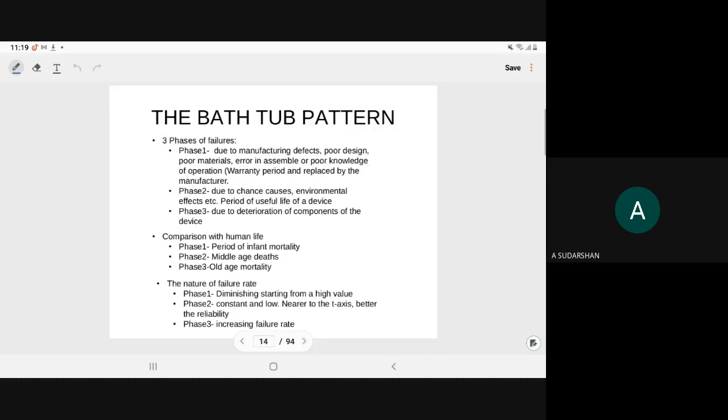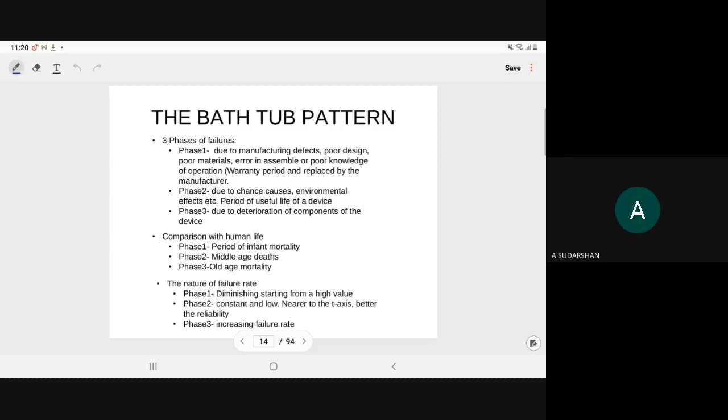So we have three phases of failure. Phase one: due to manufacturing defect, poor design, poor material, error in the assembly, or poor knowledge of the operation. Sometimes we do not know how to operate, so due to that inefficiency there is failure of the device. Generally, this period comes under the warranty period for the device, for the system. And generally, we have the chance of replacement by the manufacturer.